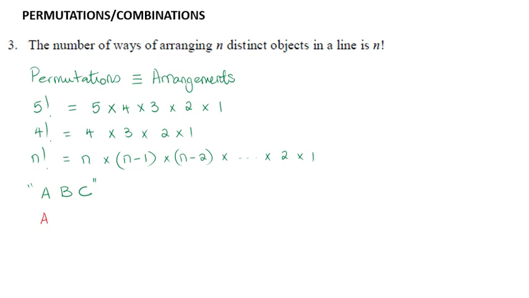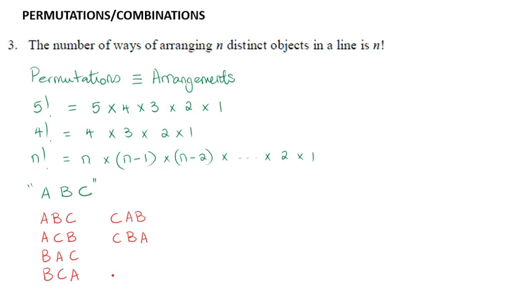So you have A, B, C; A, C, B; sorry, B, A, C; B, C, A; C, A, B; C, B, A. 6. 6 different arrangements, right? 6. And we could have calculated it without writing them out.